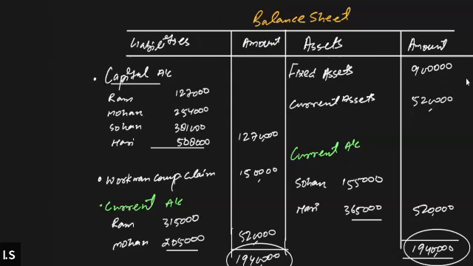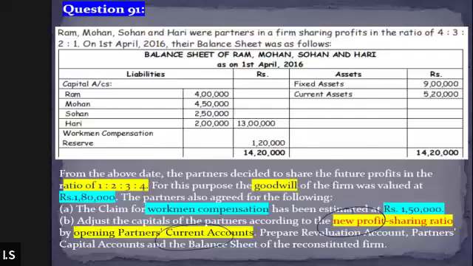Done? Yes, sir. Okay, coming back to the question one more time. On the liability side, we have the workman compensation reserve of 1,20,000. But since the workman compensation reserve is already adjusted toward the workman compensation claim, instead of the workman compensation reserve, we will now write down workman compensation claim at rupees 1,50,000.